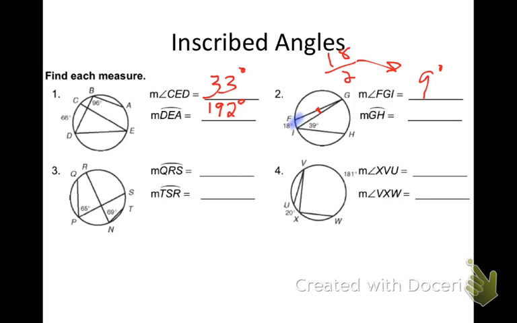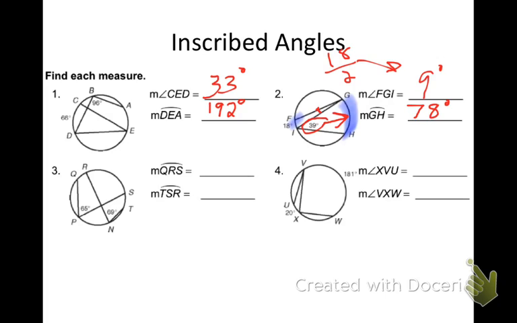And then I want to find arc GH. Well, here's arc GH. The angle is 39. So that means my arc has to be what, Nick? 78 degrees. Nice job.